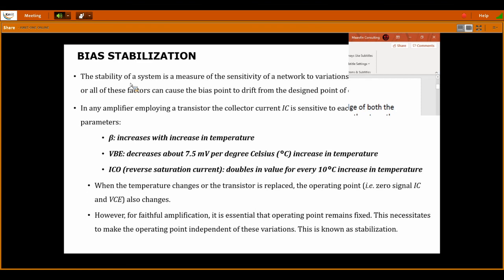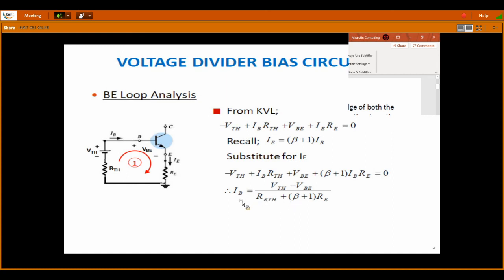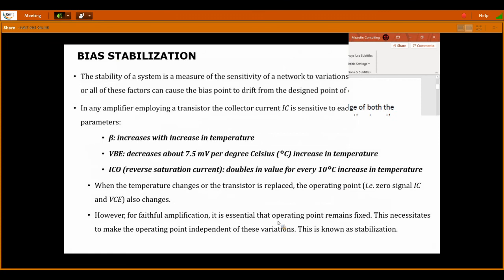As we already mentioned, the collector current is equal to beta times IB, and the base current is equal to VTH minus VBE divided by RTH plus (beta plus 1) times RE. So the base current depends on beta, and the collector current also depends on your beta factor, whereas that beta factor depends on the temperature increase.